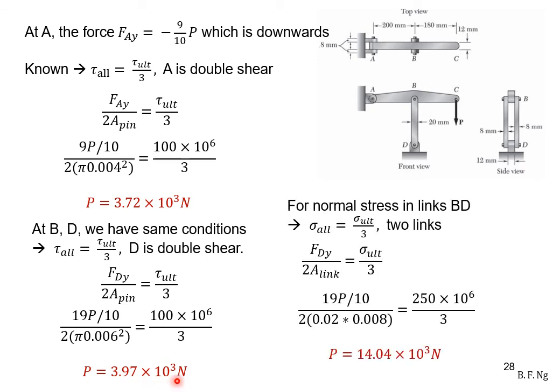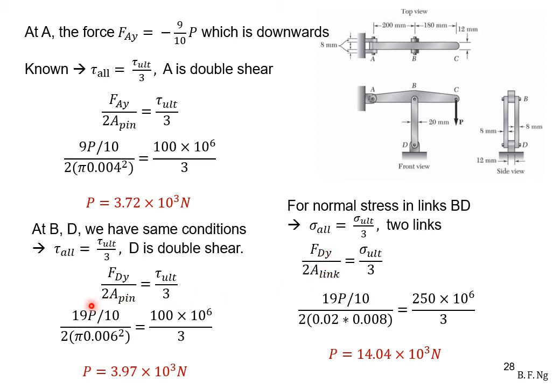We now solve for the normal stress conditions in the link BD. The force in this link BD itself is given by Dy. Dy is also a two-force member. As such, the allowable normal stress is equal to the ultimate normal stress divided by the factor of safety. Since there are two links, Dy itself will be divided by 2A. The allowable stress will be Dy over 2A.